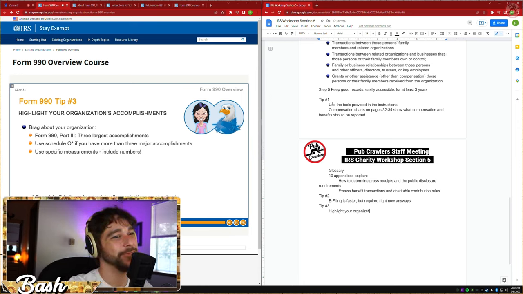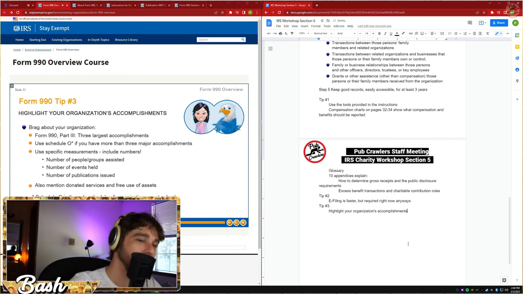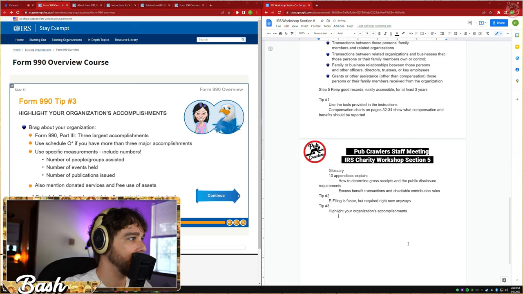Such as the number of persons you provided assistance to during the year. Honestly, I want to be like, we sent 1,000 switches to a hospice, donated to patients, free use. That would be amazing. Or facilities, because these types of donations can't be reported as revenue anywhere else on the return. Select the continue button for tip 4. Okay, let me actually write these down. Use specific measurements. Include numbers.